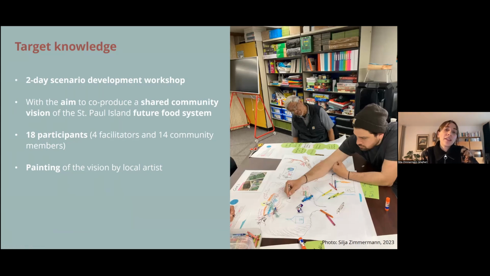Yes. So then, based on this system understanding that we acquired, our next aim was to develop target knowledge. So, like I said, an understanding of how a desirable future state of the food system would look. And therefore, we hosted a participatory scenario development workshop with local community members to together develop a shared community vision of what the St. Paul Island food system should be like in the future. And there again, we used a bunch of different activities throughout the workshop, but by the end of the 2 days, we had developed one shared community vision for the local food system. Next slide, please.